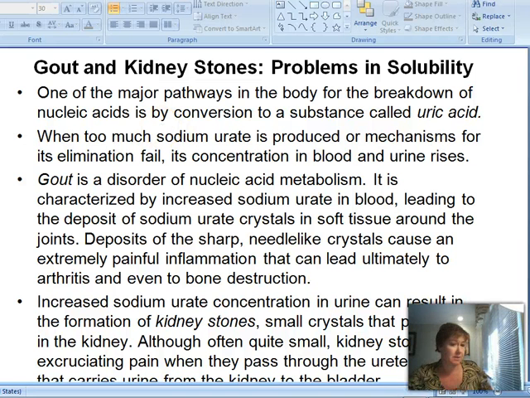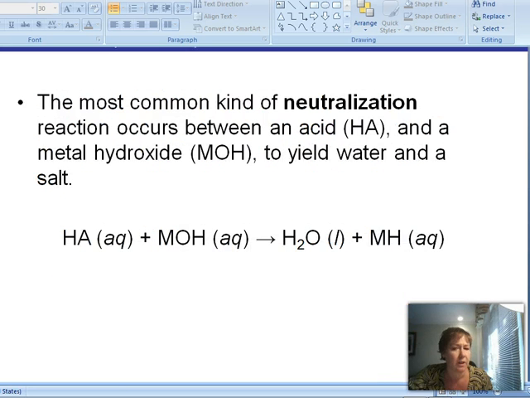Okay, we're going to skip the Scout and Kennedy stones because we don't have time, but you can read it in your book if you're interested. The most common type of neutralization reactions occur between an acid and a metal hydroxide, and they yield water. Just a reminder, don't panic.